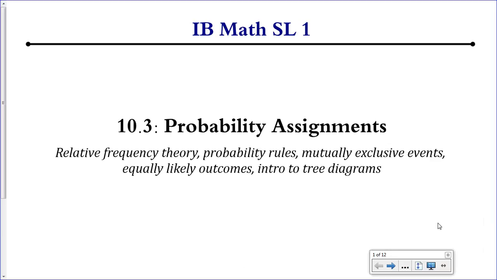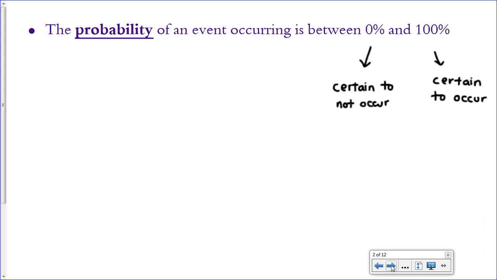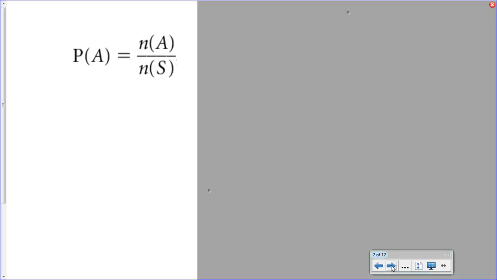In this video, we're going to talk about probability assignments, starting with the concept that the probability of an event occurring is always between 0% and 100%, or between 0 and 1 if you're using a fraction or decimal. A 0 probability means that the event is certain to not occur, like when rolling a 6-sided dice, the probability of rolling a 7 would be 0. 100% probability means that the event is certain to occur.